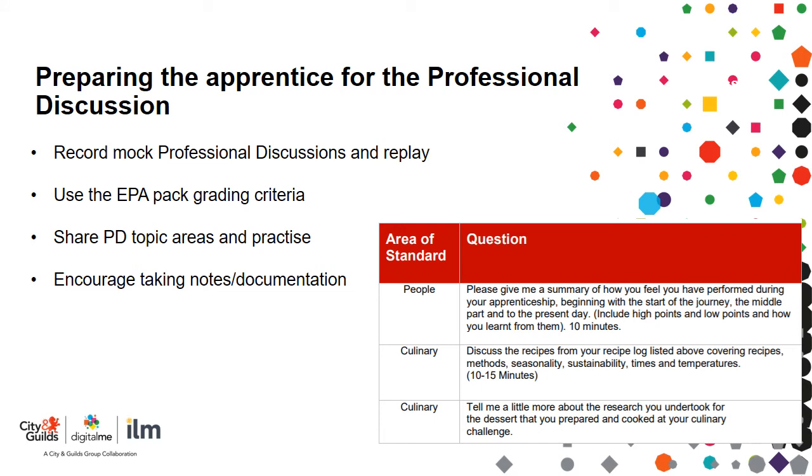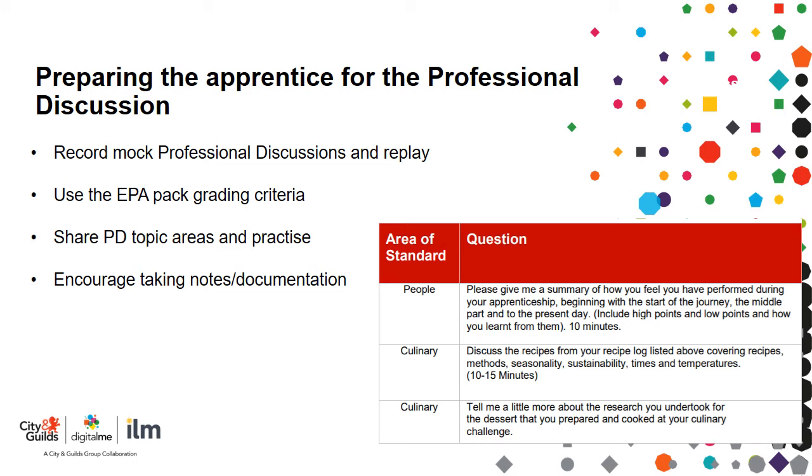Professional discussions are not something generally our apprentices like, so practicing this skill will make them feel much more at ease when the final assessment takes place. It is useful to also record your mock professional discussions, as often we think we've said something when actually we didn't. You can then play back the recording to the apprentice, stopping at relevant parts to highlight where they could improve grades or indeed where they may have met distinction criteria. Please ensure the apprentices have the grading criteria and understand how to achieve it.